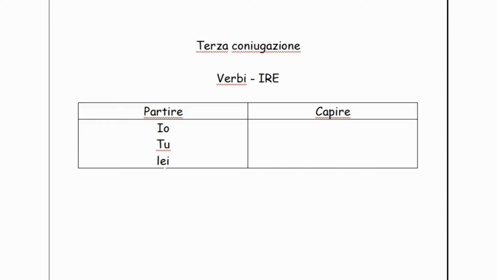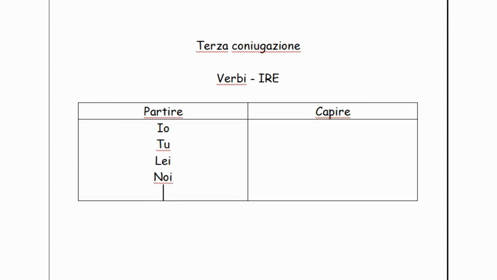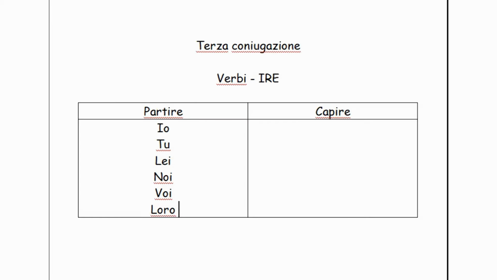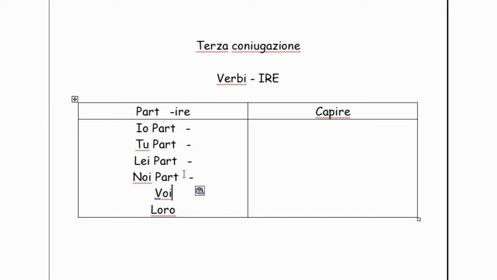Here is the list of the subjects, the subject pronouns. Then we split the verb, the infinitive, between the stem that never changes and the ending. The ending ire indicates the infinitive. Partire means to depart. We are going to add now the stem to each one of the subject pronouns, to the persons again, and here are the endings.